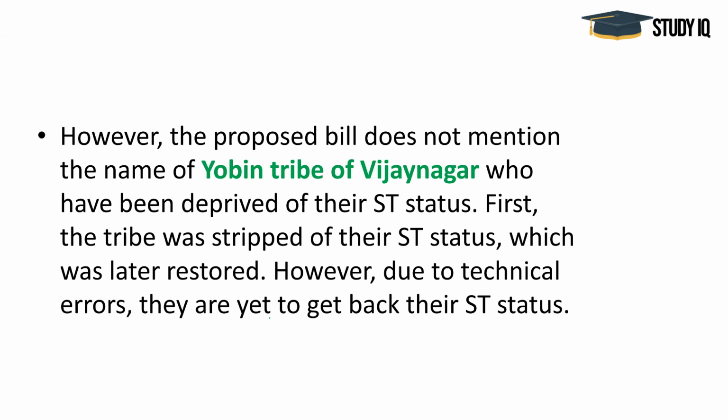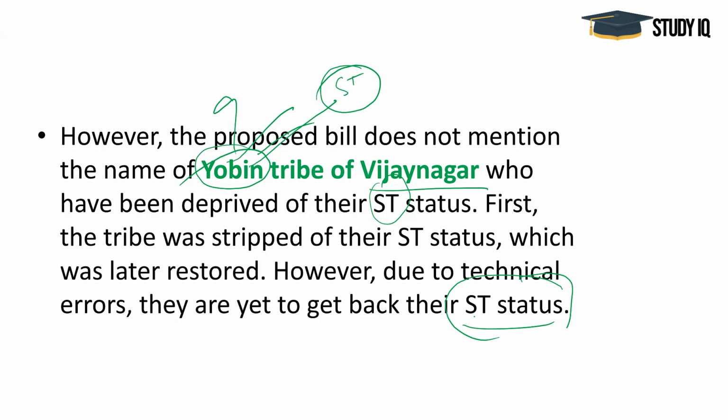Now there's one issue with the Ubin tribe of Vijayanagar. What has happened? The bill has not mentioned the name of this particular tribe, and they have been deprived of their ST status. Earlier also there was a controversy related to the Ubin tribe, because firstly they were stripped of their ST status. Later on their ST status was restored, but it has been restored only on papers. Due to some technical problems, they are yet to get back their ST status.